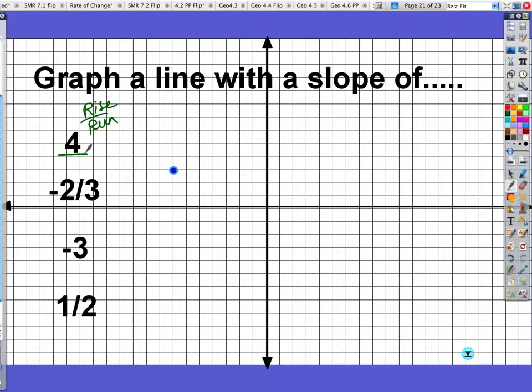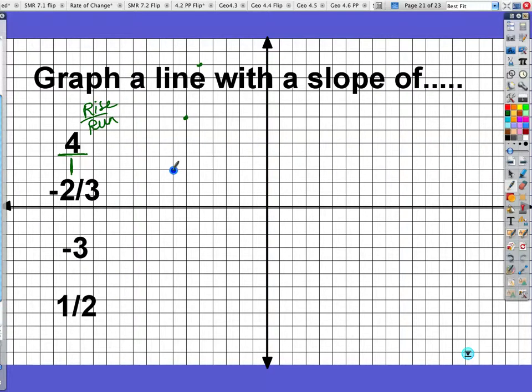4 is the same as 4 over 1. Right? So if that's the case, my rise would then be 4, and my run is 1. I put a dot. Rise 4, run 1. Okay? And what I suggest is you make a good 3 or 4 points across the page.